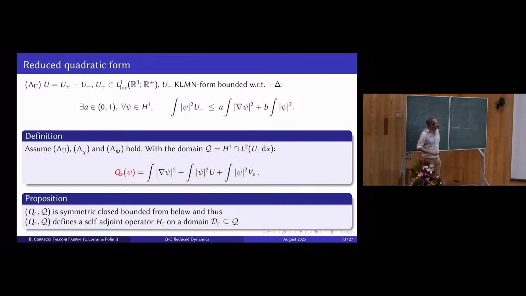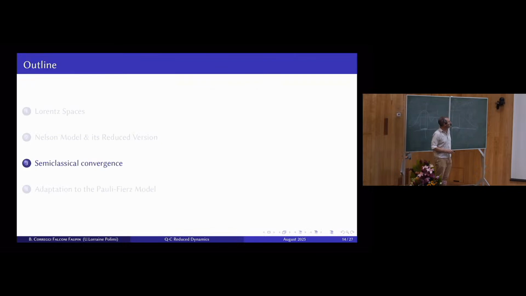Okay, and you can define it on H1 into L2 of u plus dx. So this form is actually quite nice because with our assumption it is symmetric, closed and bounded from below. And thus you can define a self-adjoint operator on domain d epsilon, which is included in Q. Okay, so now we would like to make epsilon go to 0.